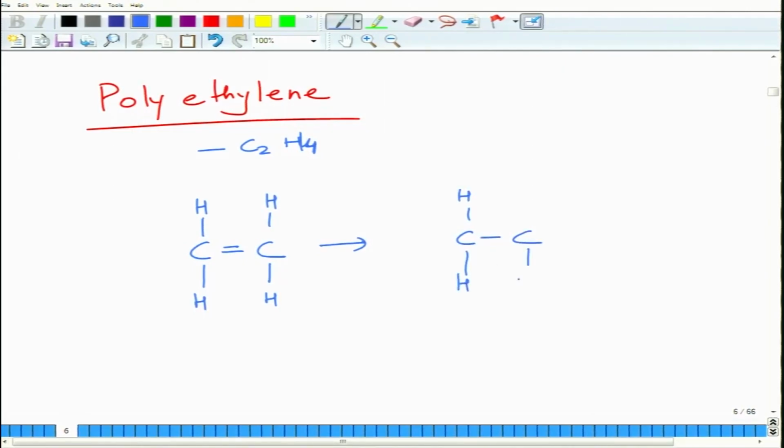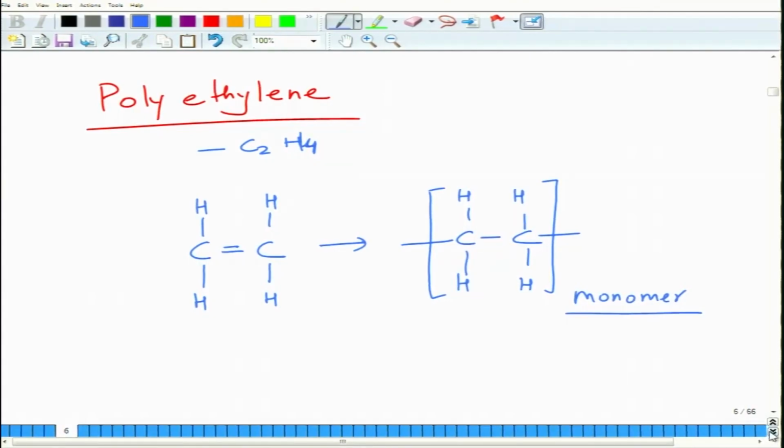H H H, and now it is open to react on both sides. It's open to accepting a neighbor on each side, and this is called a monomer or a mer unit of the polymer.